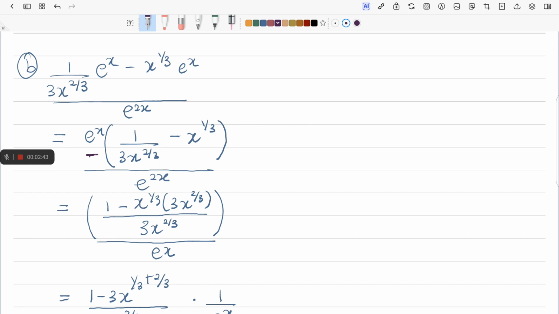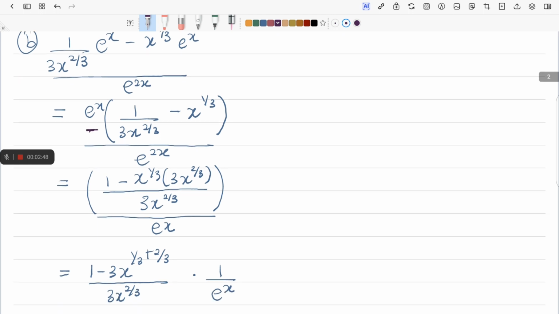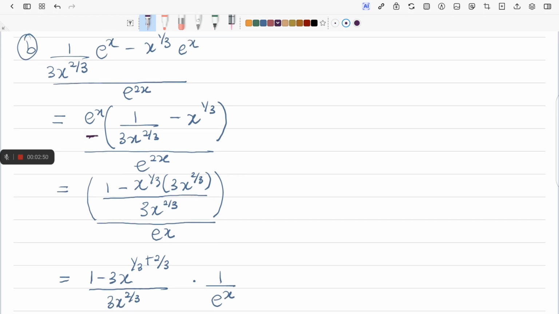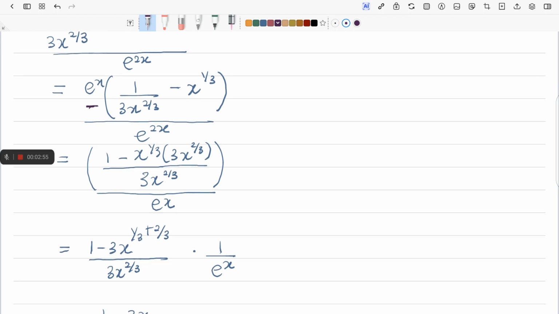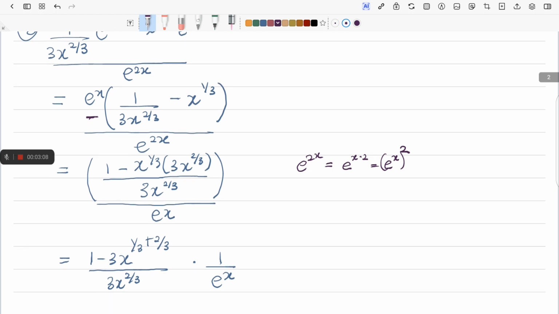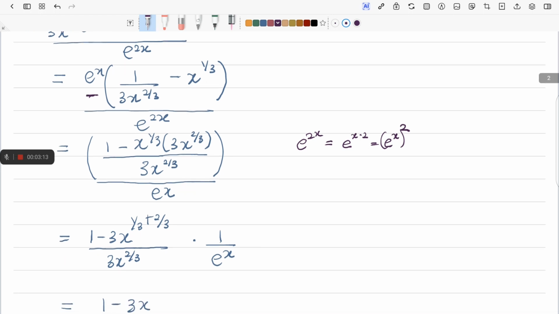And we are left with these terms: 1 over 3x^(2/3) minus x^(1/3). All of this is still divided by e^(2x). And we use the fact that e^(2x) is the same as e^(x times 2), which is (e^x)^2. So using this fact, we are left now with 1 over 3x^(2/3) minus x^(1/3).